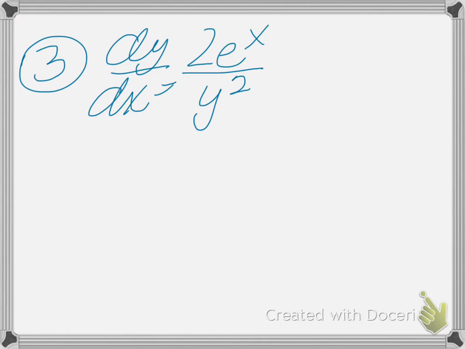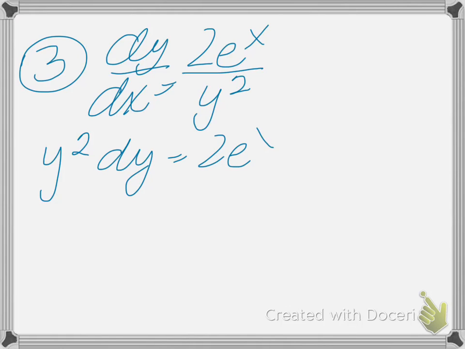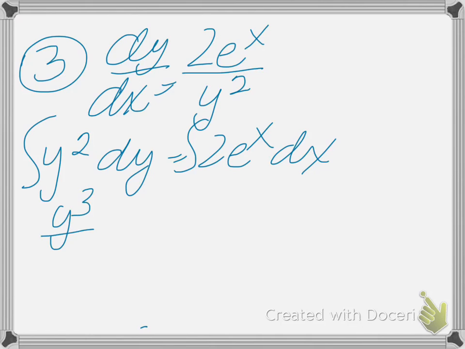Okay, this is number 3 from that sheet with the differential equations, and so this was what you were given, and you need to solve for y. So the first thing you're going to do is cross multiply with y dy on the left. And then you're going to take the integral of both sides, and you should get y to the 3 over 3 equals 2e to the x plus c.